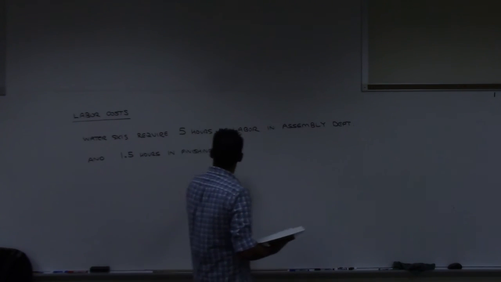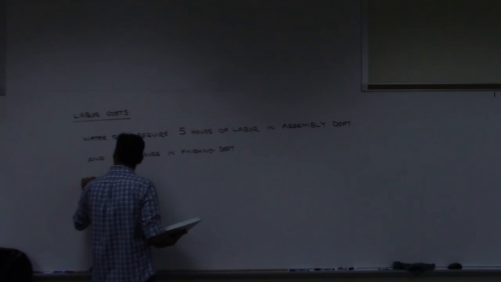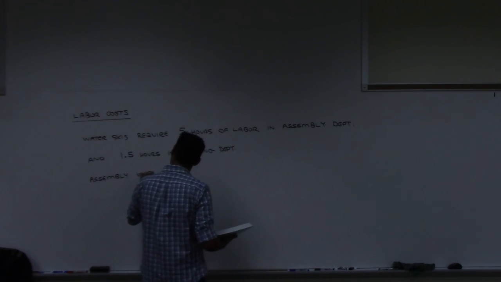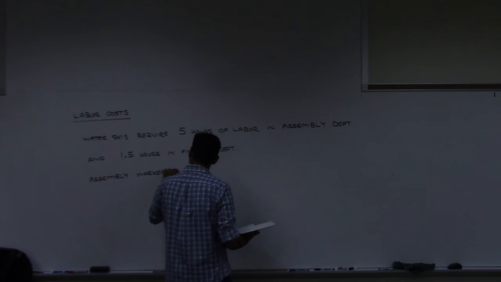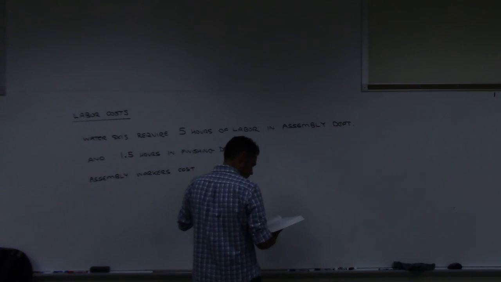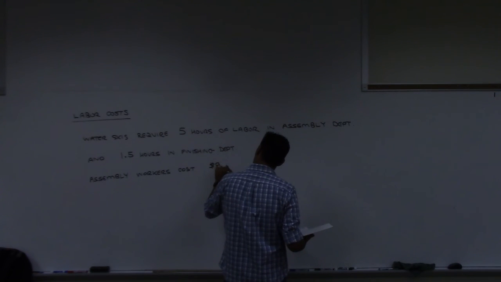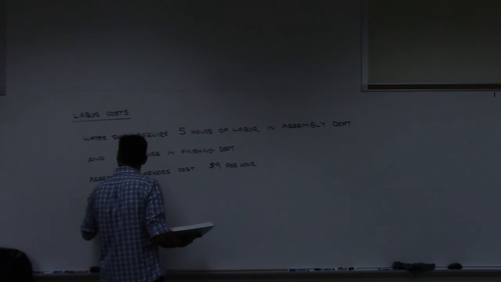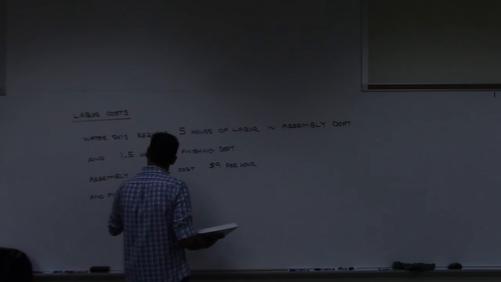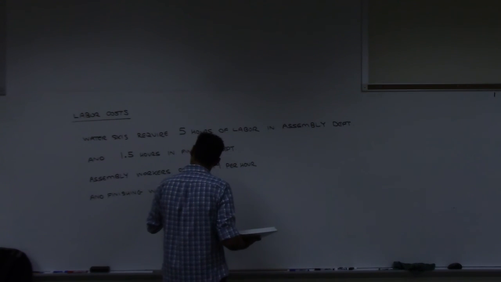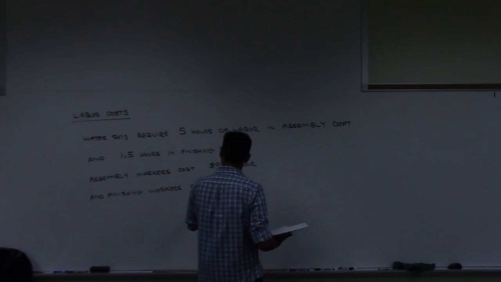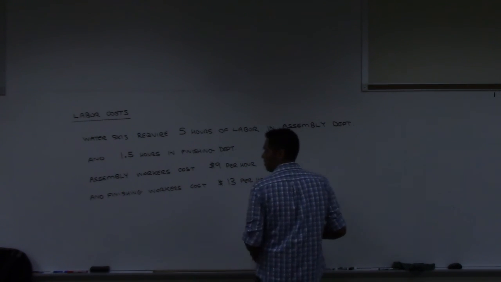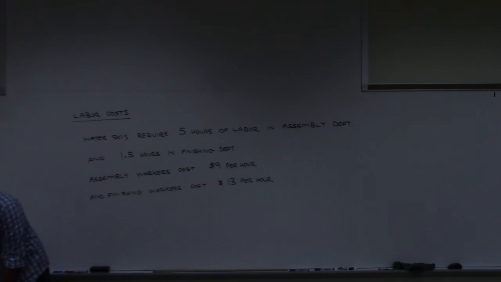Okay, so the assembly workers cost $9 an hour. And finishing workers cost $13 per hour. Don't ask me why, I just made those numbers up. The finishing workers get paid more.